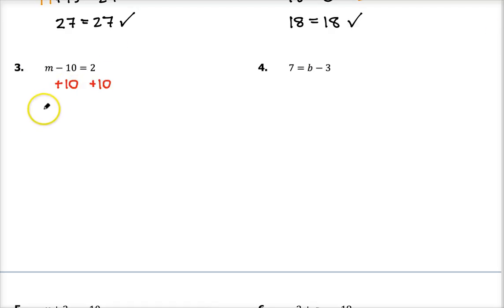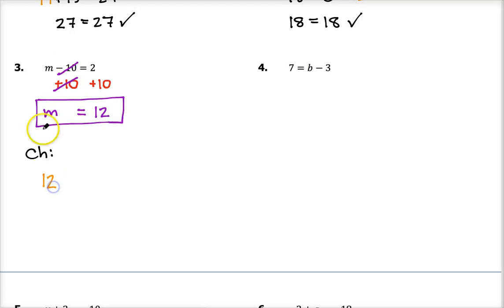So I get on the left side m, my negative 10 and my positive 10 cancel each other out. So I get m equals 2 plus 10, which is 12. Let's check and make sure that 12 is in fact the solution. So we're substituting 12 in for m into the equation. 12 minus 10 equals 2. 12 minus 10 is 2, and so that works.